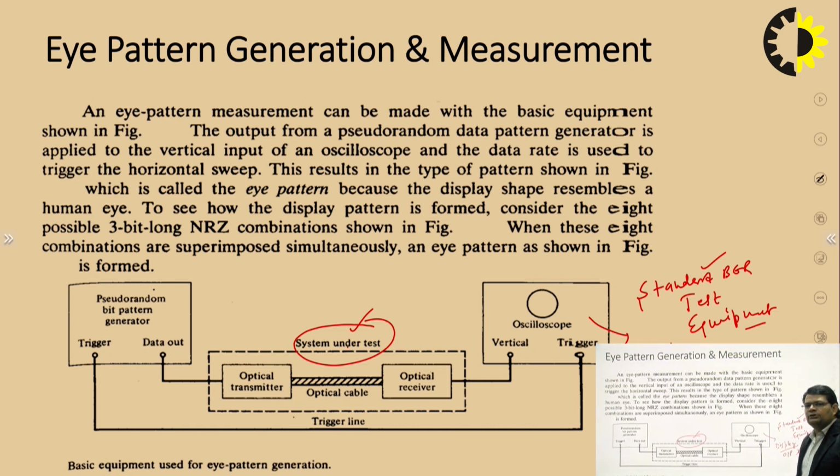So, very simple procedure is there. If we have to test a system, that system signal is connected with the standard BER test equipment, and the eye diagram is displayed on the output screen.